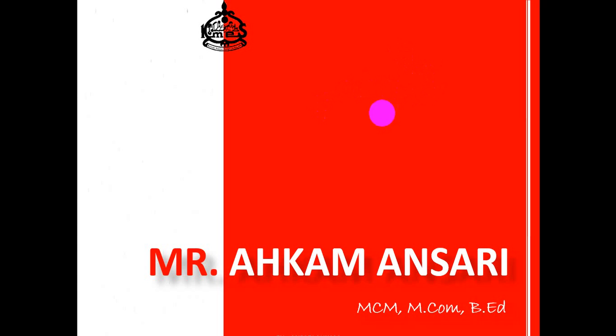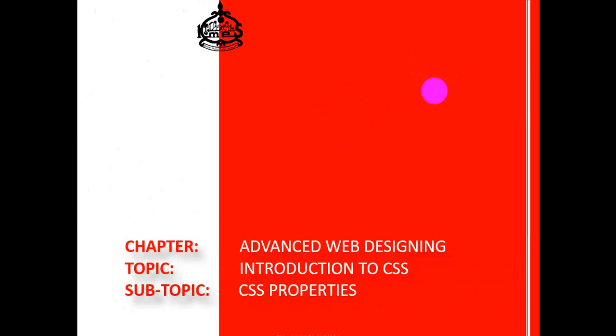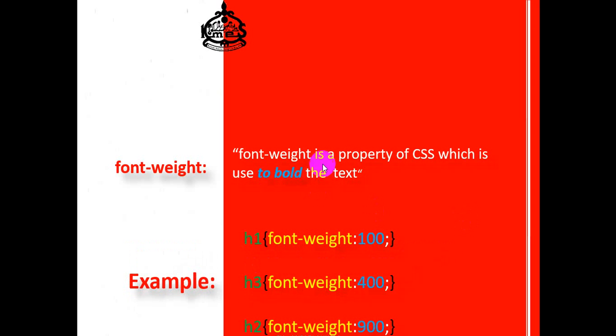Now let's have a look at what we are going to learn in today's lecture. Our chapter is the first chapter of advanced web designing, and today's topic is CSS properties. We have already learned some properties. Now we will see a new one, that is font weight. As the name clearly says, we are going to change something in our text.